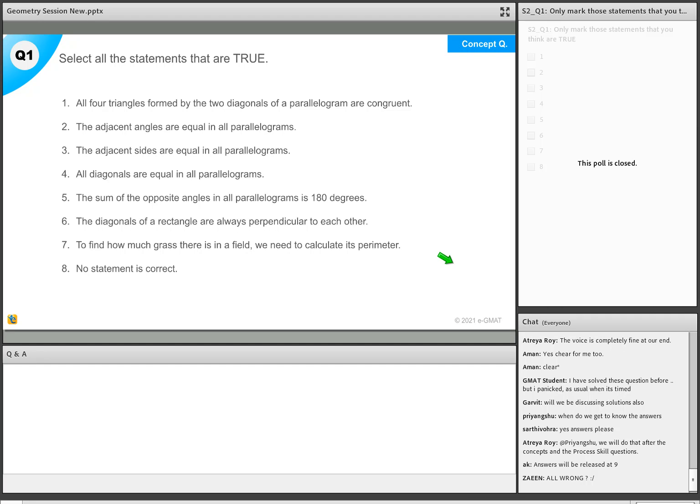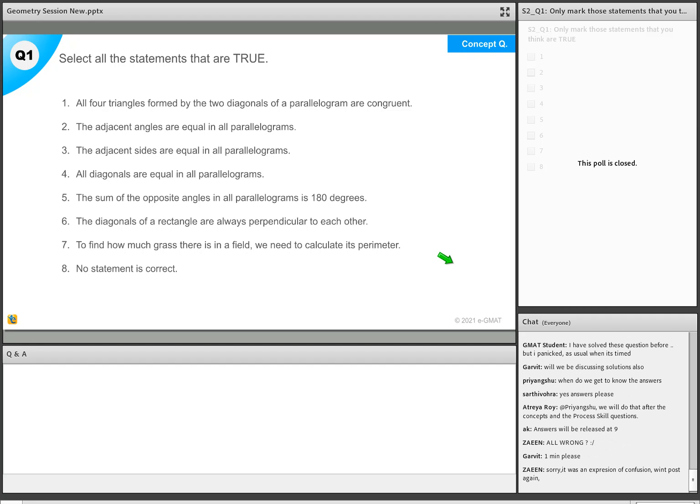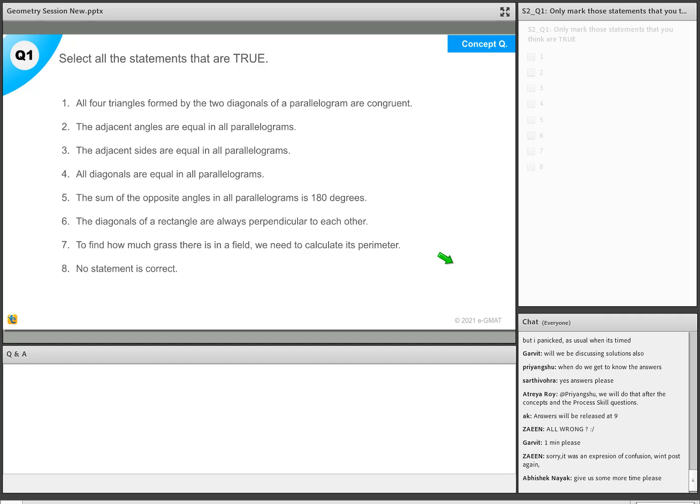Okay, I am going to end the poll. Thank you for all of your answers. And please, just one more point over here. I'd also want all of you to make sure you note down which statements you have marked for the first question, and I'll be giving you another one.